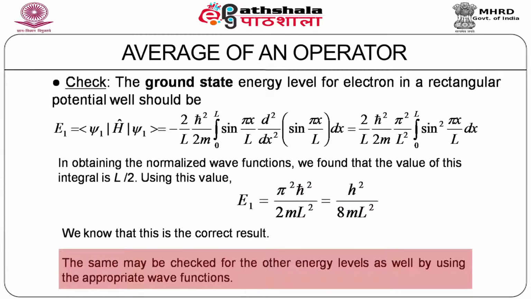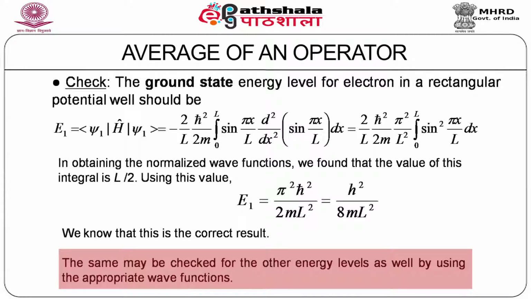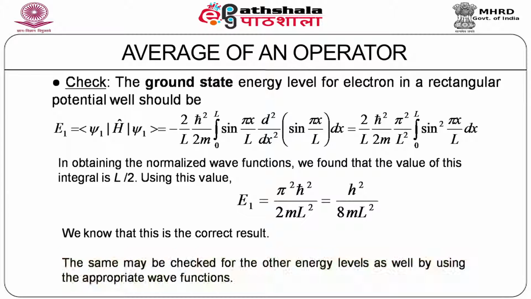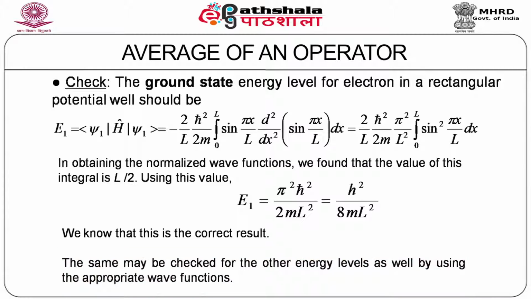Now the same may be checked for the other energy levels as well, by using the appropriate wave functions. If you put psi 2 instead of psi 1, you will get E2. If you put psi 3 instead of psi 1, you get E3. So you can check that all the energy levels agree with our general result. This is a very important thing: if you take the average of the Hamiltonian operator, you get the energy. The energy levels are measurable quantities. The Hamiltonian operator is a real operator or a Hermitian operator, which we have already mentioned.